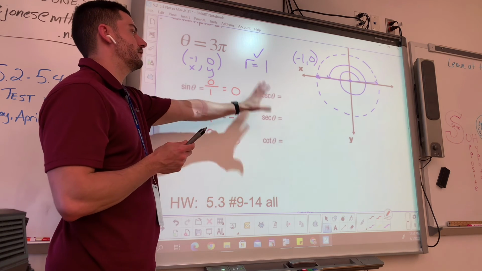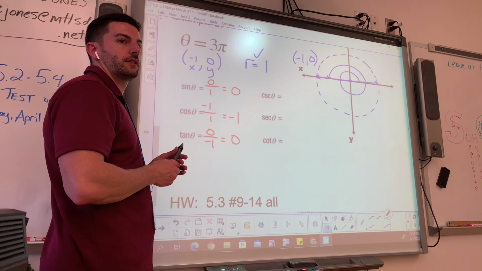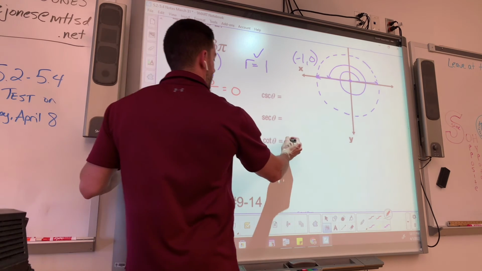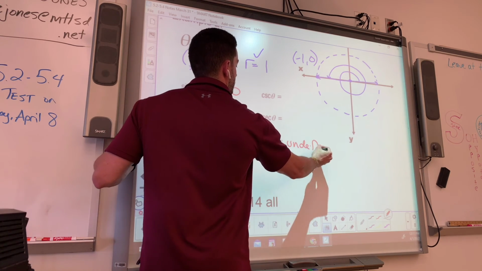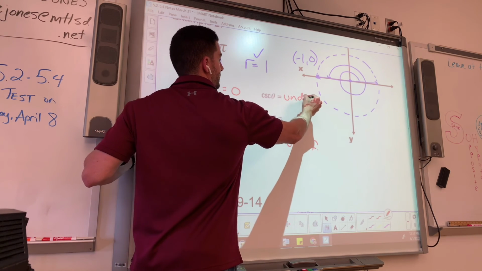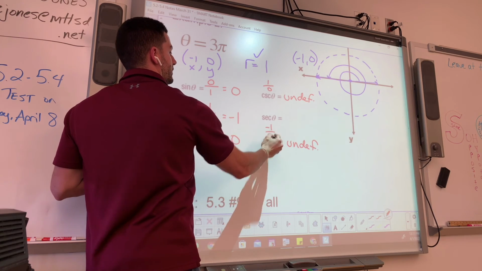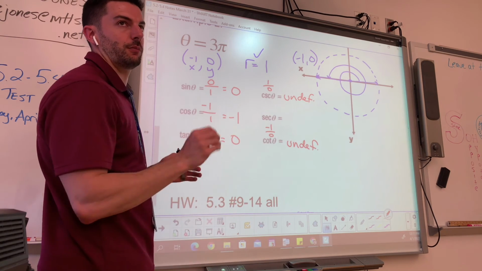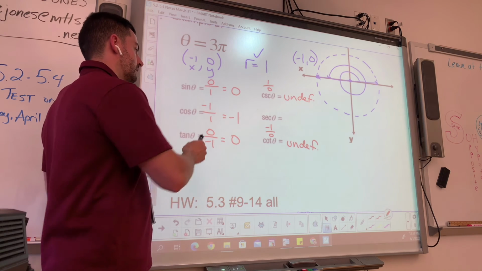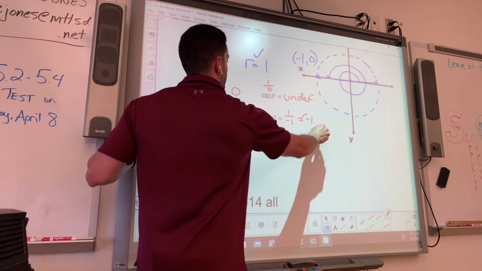But then which of my inverse ones are going to be undefined? Cotangent, right? And then also cosecant, right? Both of those are going to involve zeros in the denominator when I flip them, right? 1/0, -1/0. It doesn't matter what's on top. If zero's on the bottom, undefined. Okay. And then secant's fine, right? 1/-1, which is also just -1.